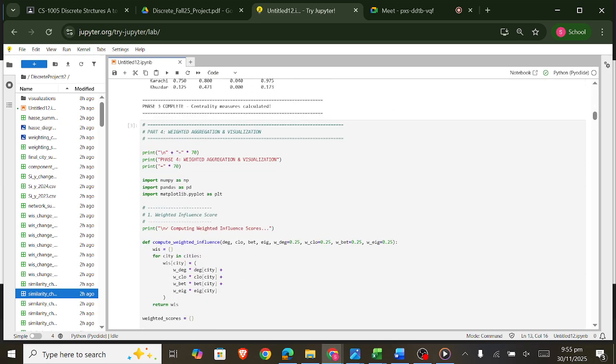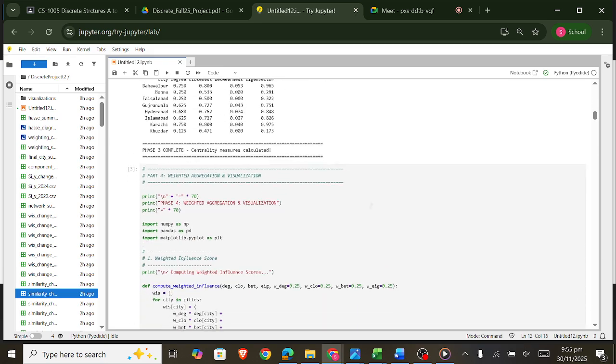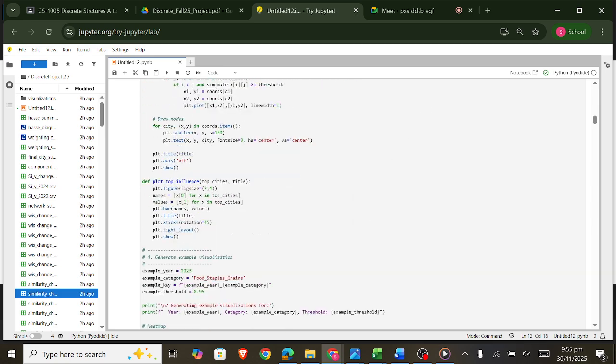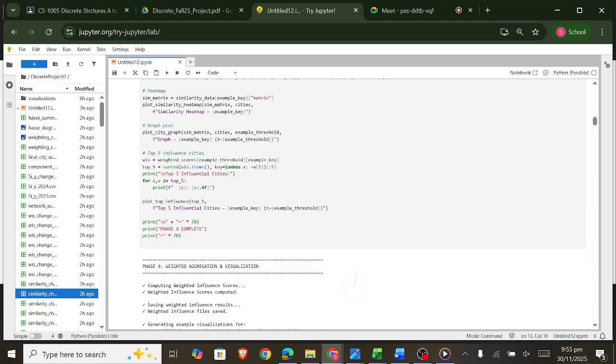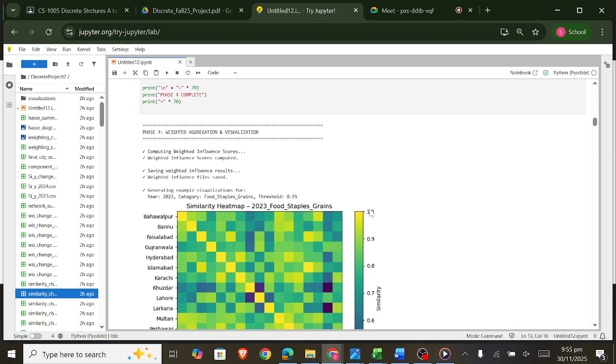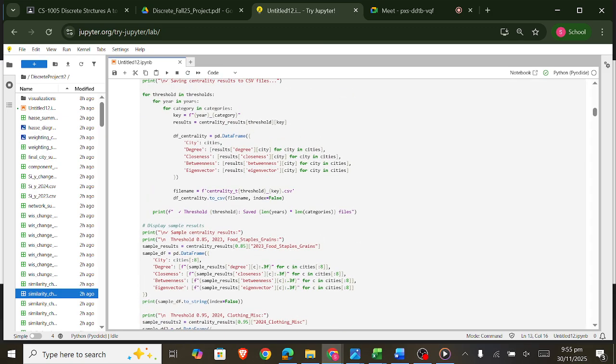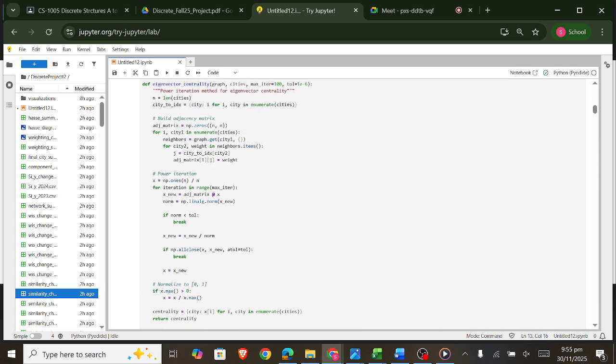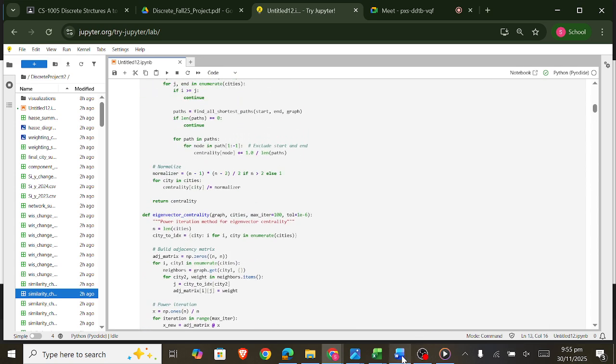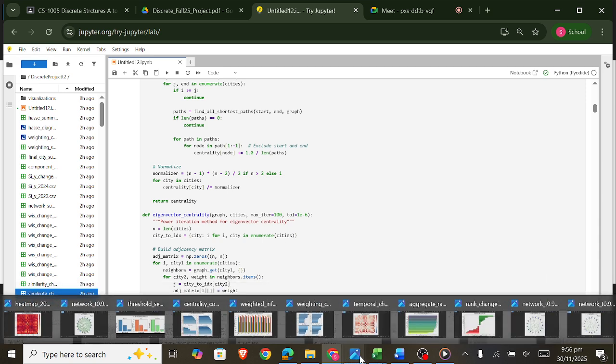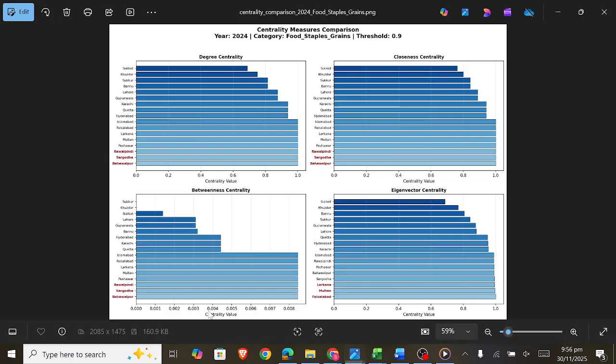In phase 3, we did centrality calculations. This is where we computed four different centrality measures for each graph, all implemented from scratch. So we can open the centrality comparison 2024 food staples grains picture. Now this is a 2 by 2 grid showing all four centrality types.